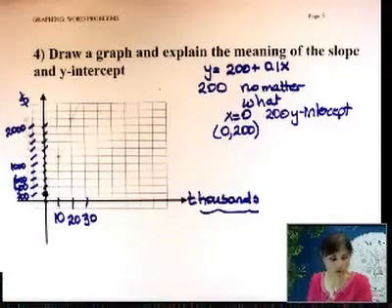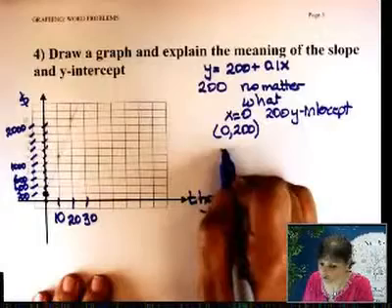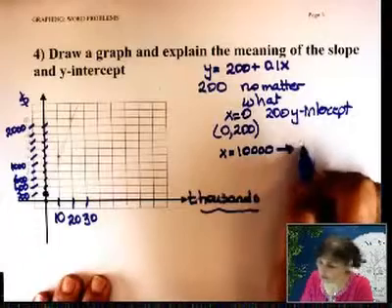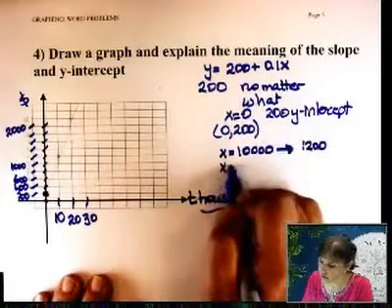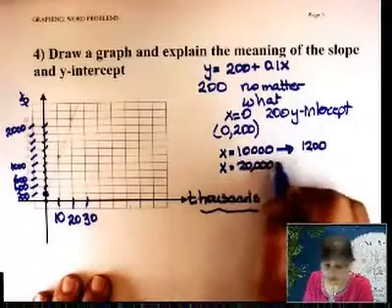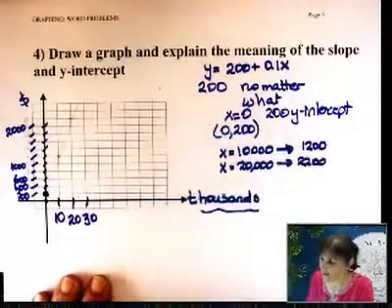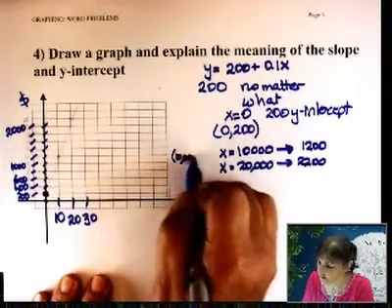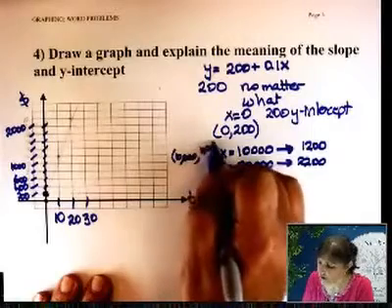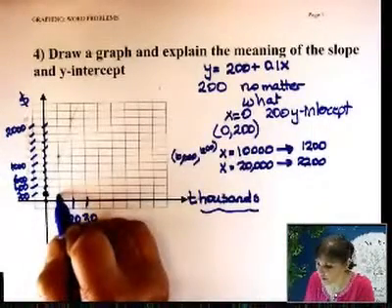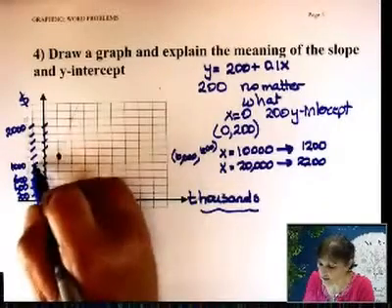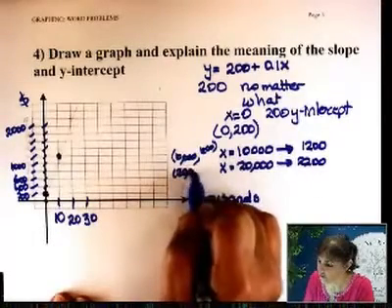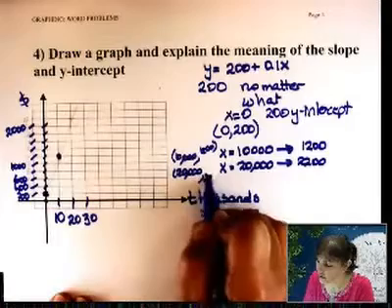And remember, in the previous one, when he sold $10,000 of stuff, he made $1,200. And when he sold $20,000 worth of stuff, he made $2,200. What that means is, this one is 10,000, comma, 1,200. That's my ordered pair, 10,000, 1,200, right here, because this one is 1,000. And this one means when he sold 20,000, he made 2,200.